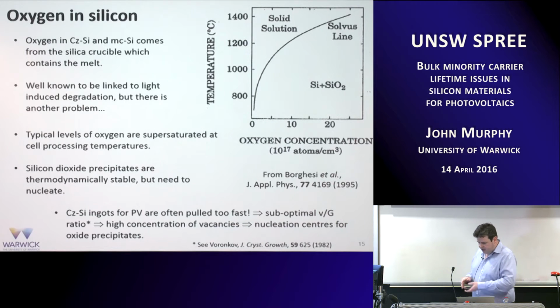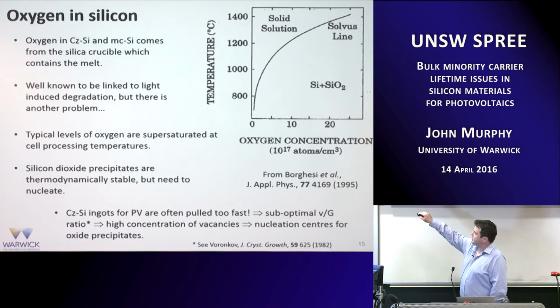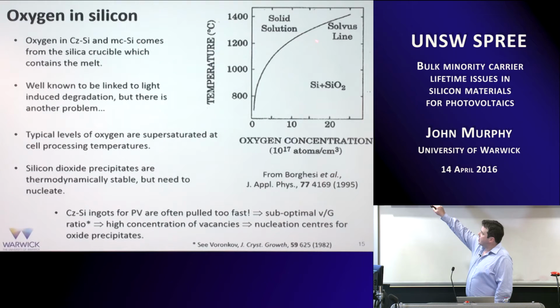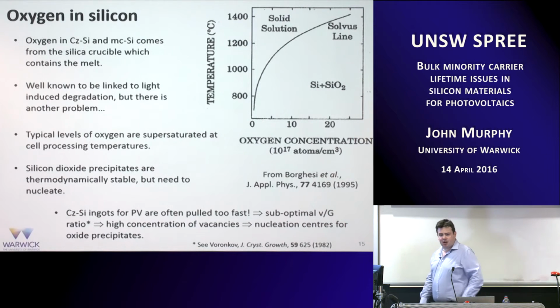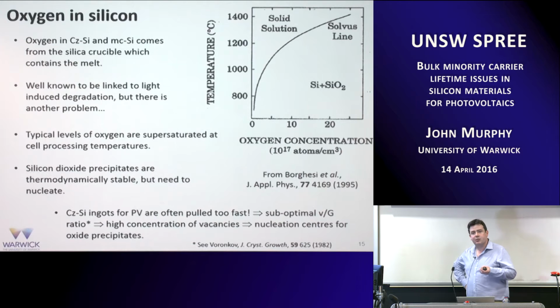So this is a phase diagram for oxygen and silicon. This is temperature. Now you can see that the equilibrium phase for the silicon-oxygen system, at most processing temperatures used for PV, and for most typical oxygen concentrations of around 10 to the 18, is silicon plus SiO2. So thermodynamically, there is a driving force to have oxygen precipitation in the material.